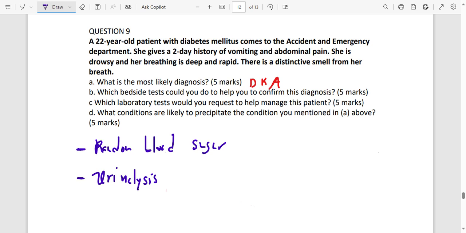Okay. We can as well carry out blood ketone tests. And then we can do this one, C. Which laboratory tests would you request to help manage this patient? Any help there? Laboratory tests to help manage the patient?